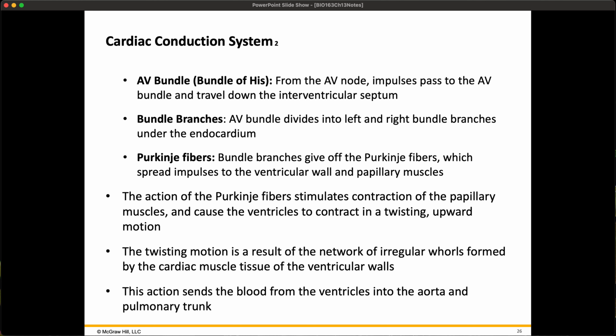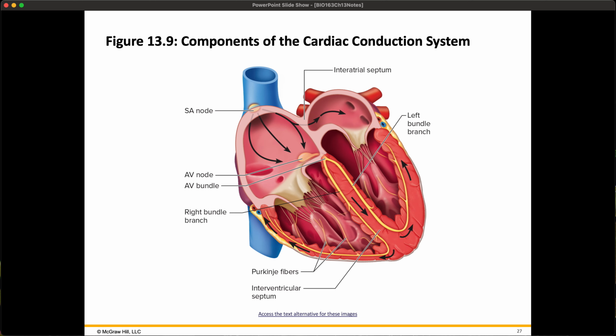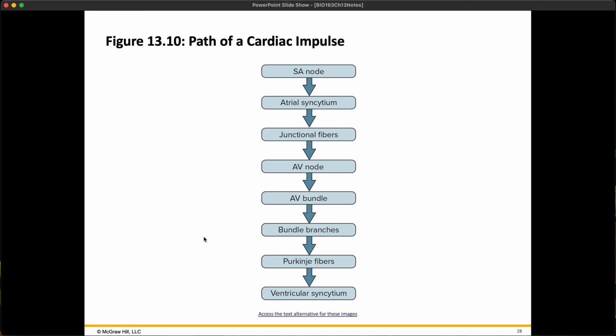I know I talked about them all operating as one, but it does take this intimate coordination to make sure that blood is being pushed that way. This sends blood from the ventricles into the aorta and the pulmonary trunk. So it's going into both systems at the same time, the pulmonary circuit and the systemic circuit. There's that picture we just went through. And then here it is written out.